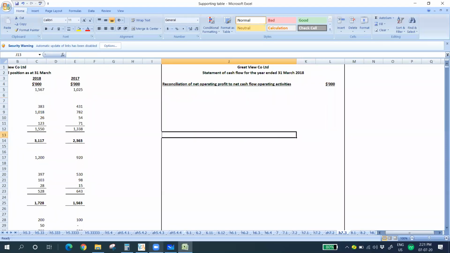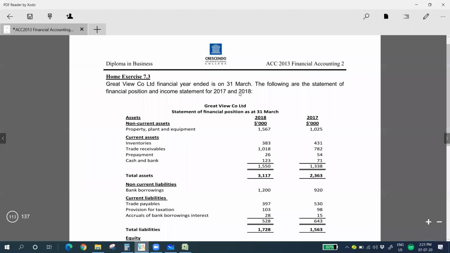Right, let's start. So this is home exercise 7.3. We are going to do this exercise for Greatview Company Limited. Greatview Company Limited's financial year ended is on 31st March. The following are the statement of financial position and income statement for the year 2017 and 2018.